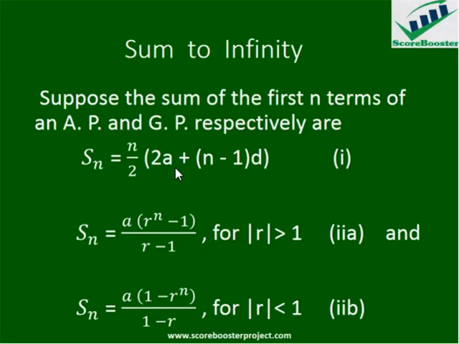So the sum to infinity of an arithmetic progression does not exist, since as n increases, the value of Sn also tends towards infinity. If you have n to be 5,000, the value of Sn will be very, very large. So as n tends to infinity, the value of Sn also tends to infinity, thereby making it impossible for us to get a particular formula for obtaining the sum to infinity of an arithmetic progression.